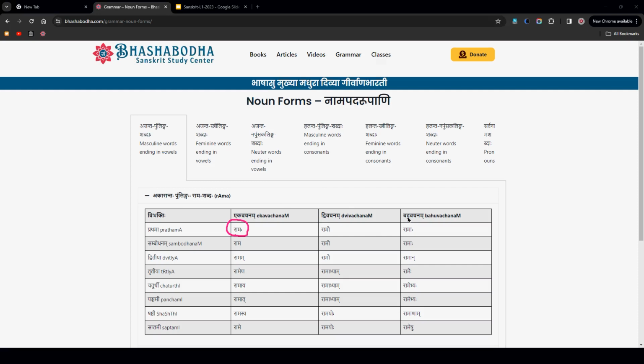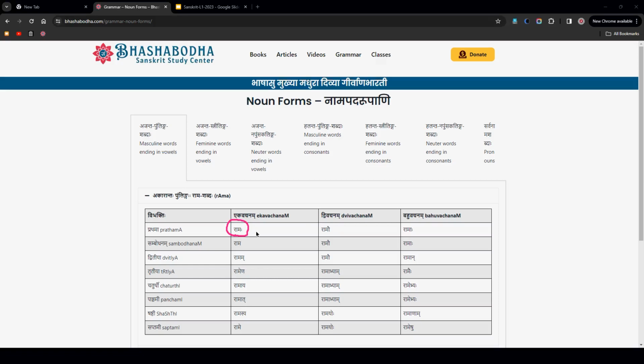So most of the languages, they have only two numbers. So Ekavachanam and Bahuvachanam, singular and plural. But Sanskritam has also Dvivachana form, the dual form. If there are two quantities, then we use the noun form in this Dvivachana form. Okay?